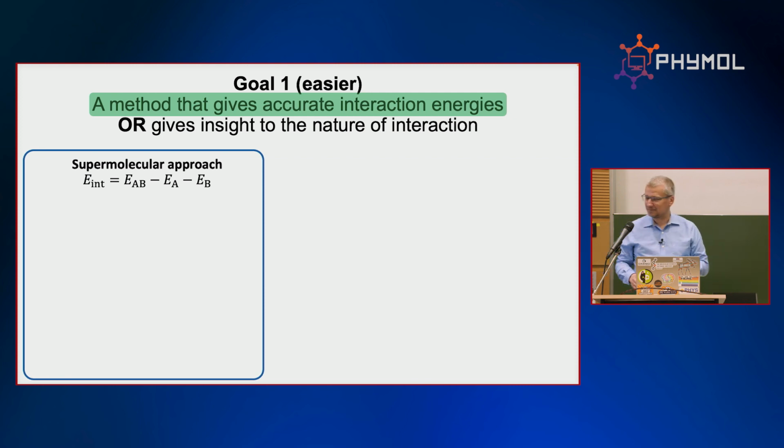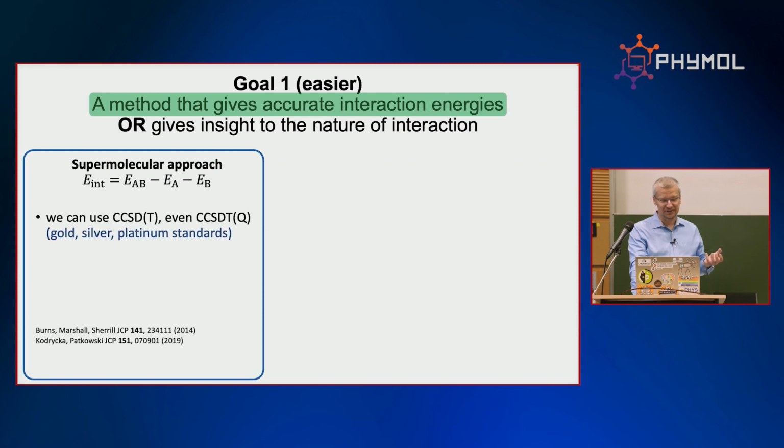So it depends what you're using, but if you employ a high accuracy electronic structure theory, such as something from the coupled cluster family, CCSD(T), or maybe even for small systems CCSD(T)(Q), then you will get really good interaction energies this way, really accurate numbers.